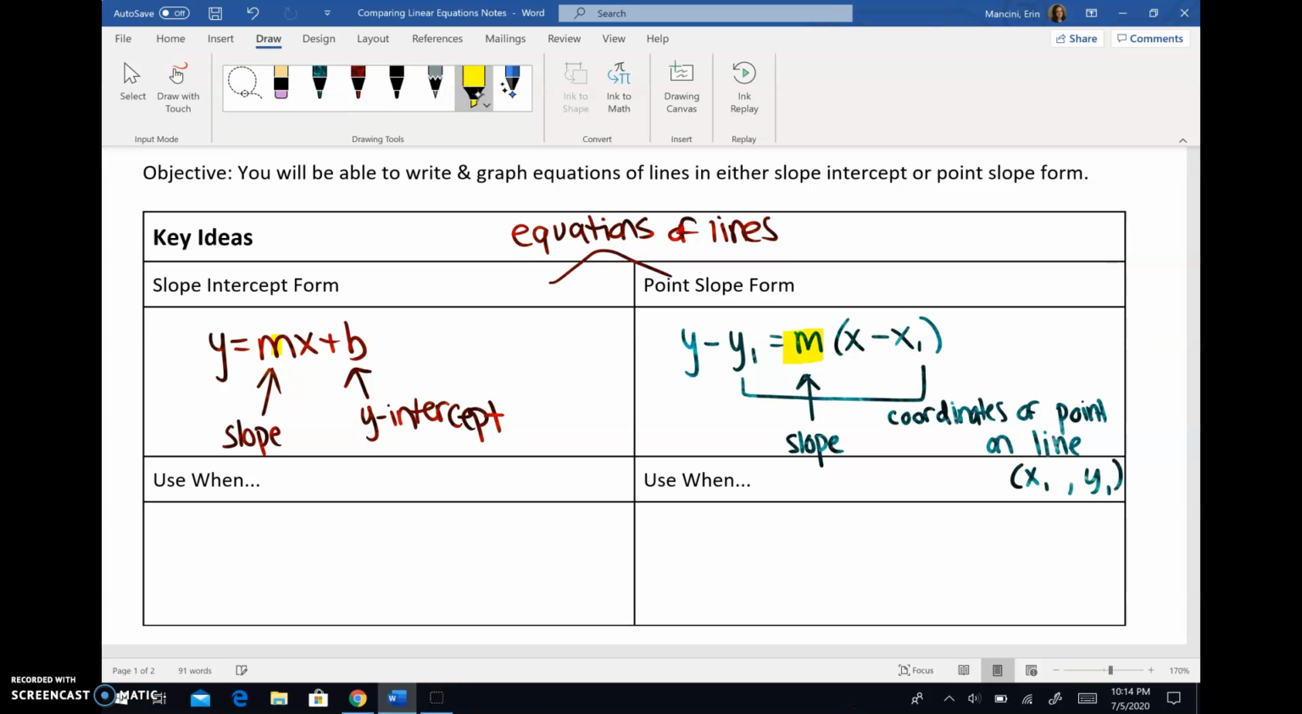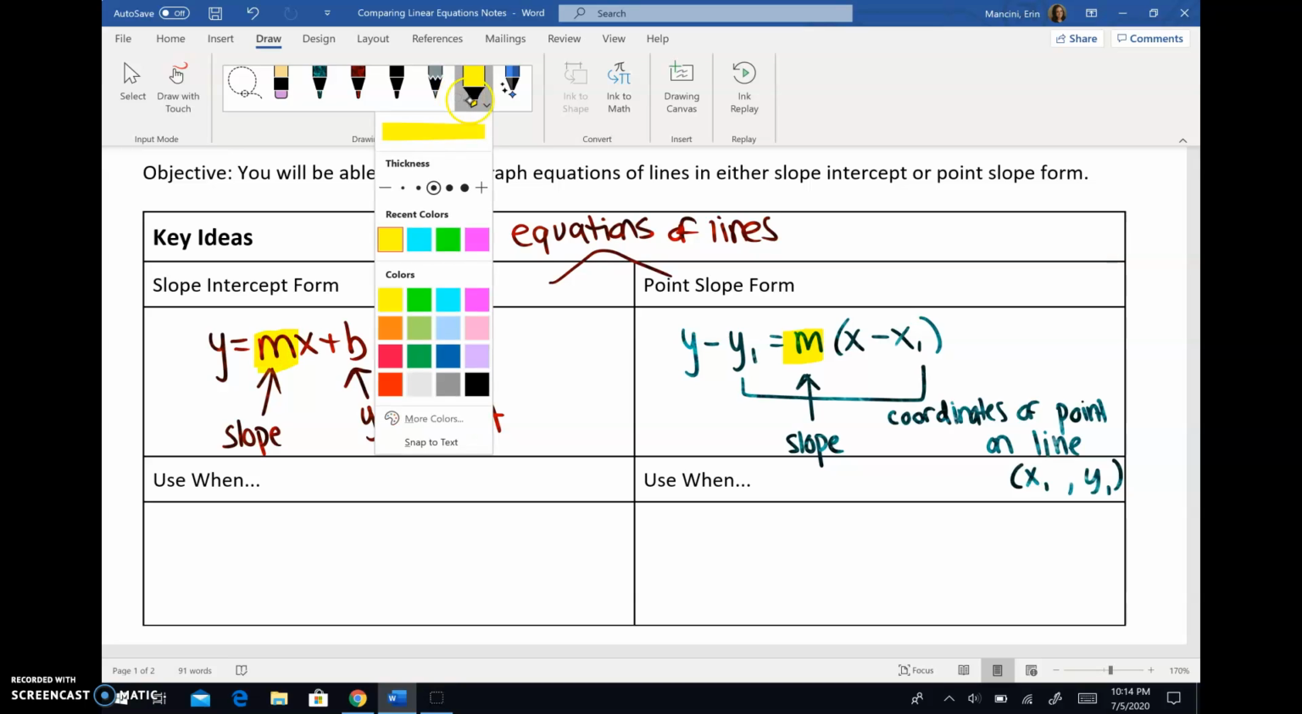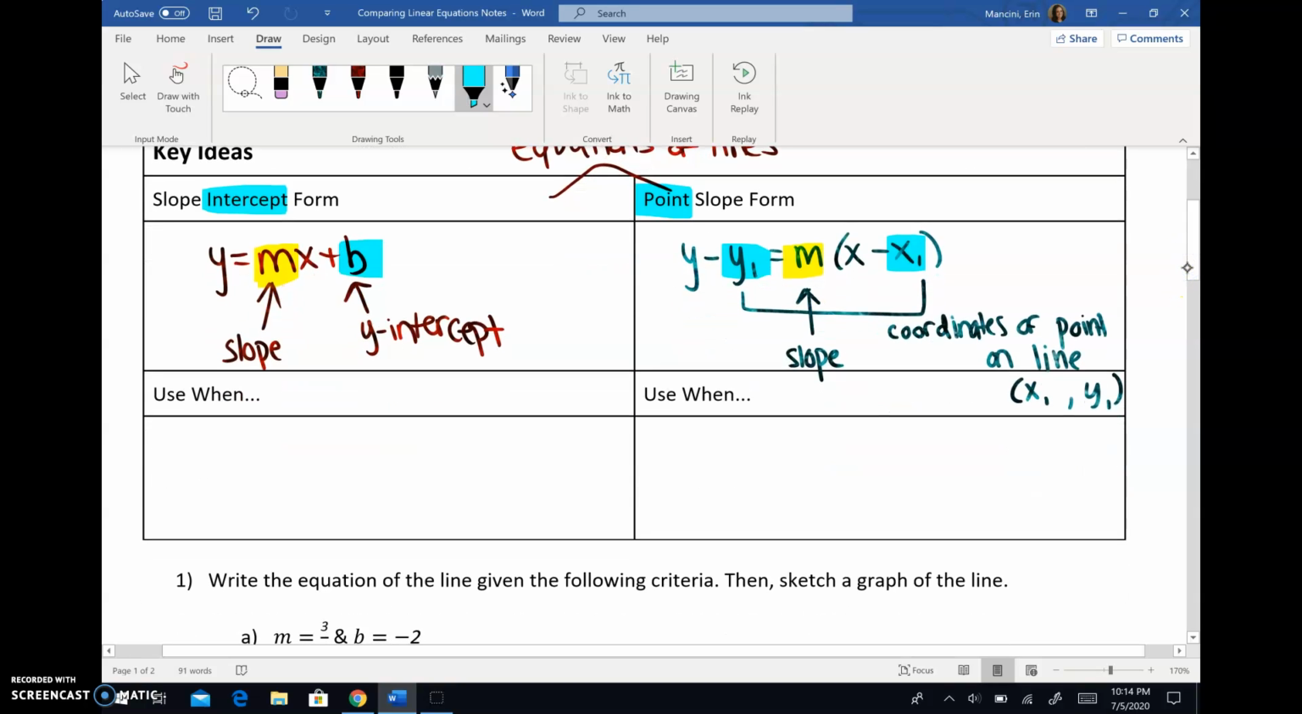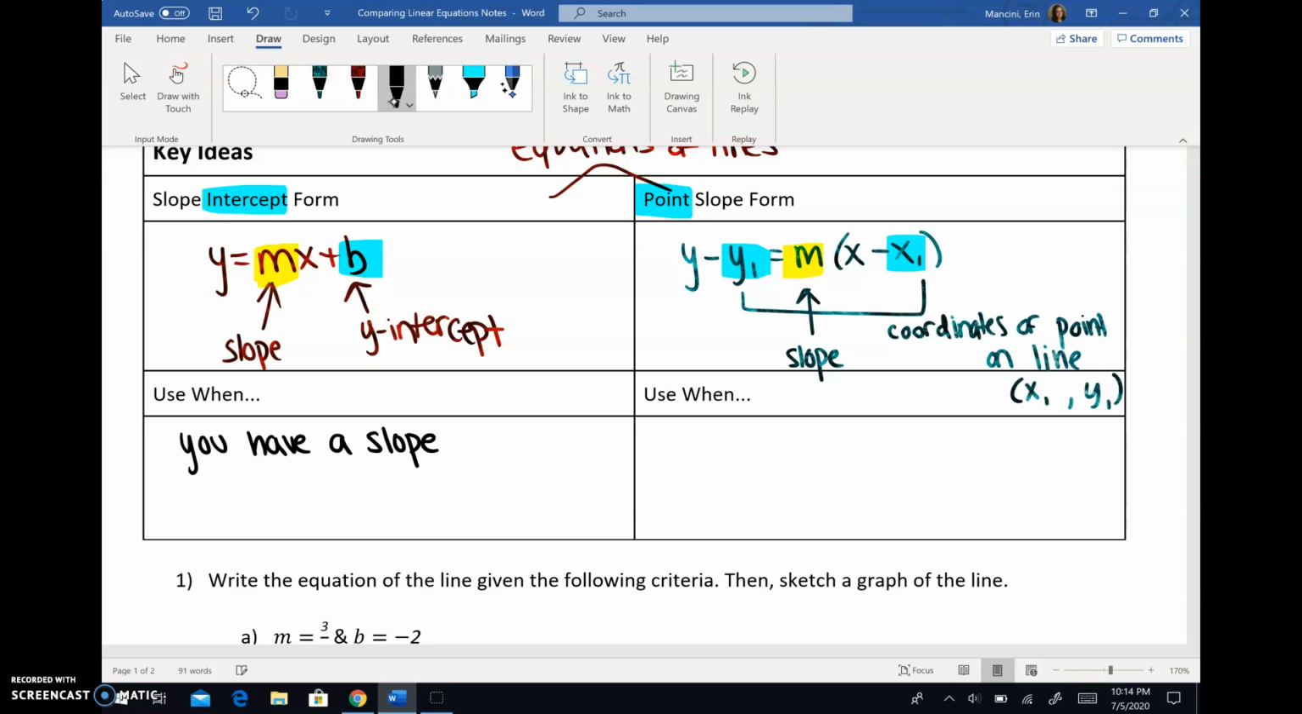So here's your slope in both of these. They both have slope in the name. This one has your y-intercept, so it's called slope-intercept. This one's point-slope, so it's got a point. This should be intuitive, but to summarize, you're going to use slope-intercept form when you have a slope and a y-intercept, either given to you or easily found.